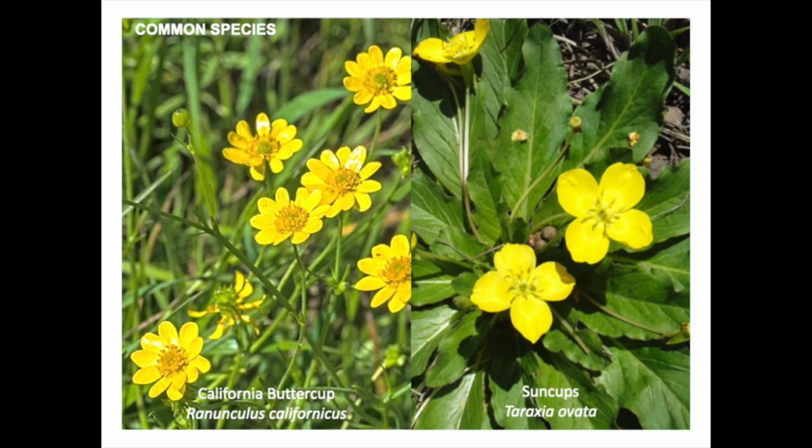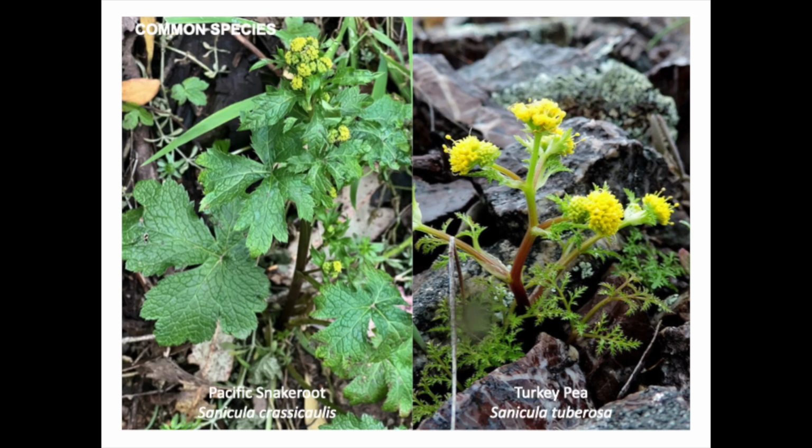Okay, so this is Pacific snakeroot on the left. Super, super common, especially in woodlands. If you look at this leaf, it might look familiar. There is a ton of it this year. A lot of leaves are popping up this year. And then it has kind of a not very showy flower, little greenish yellow flowers.